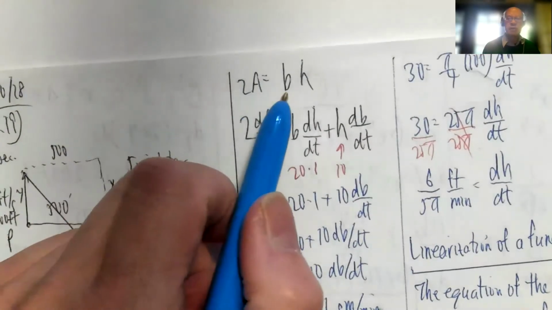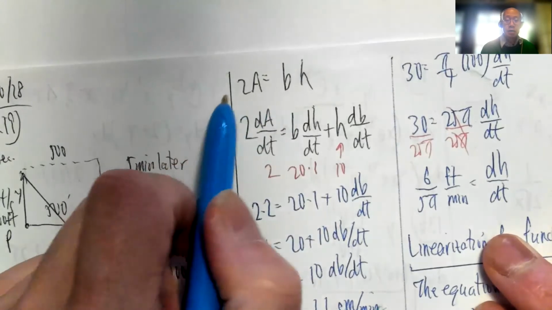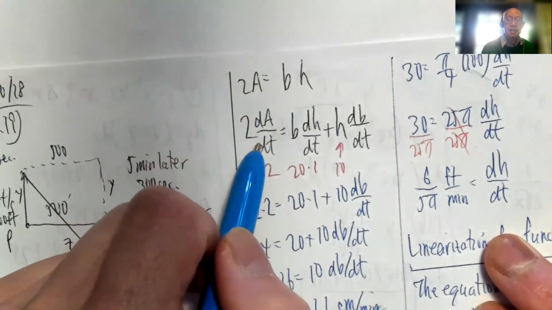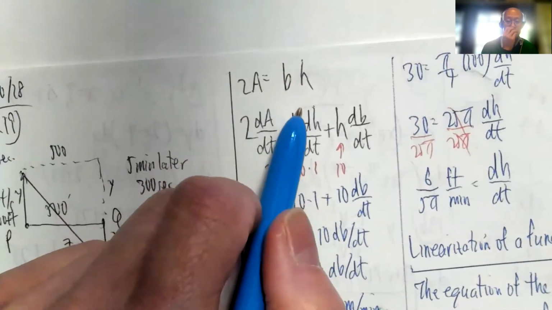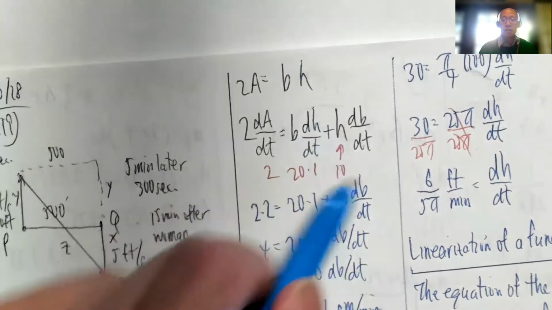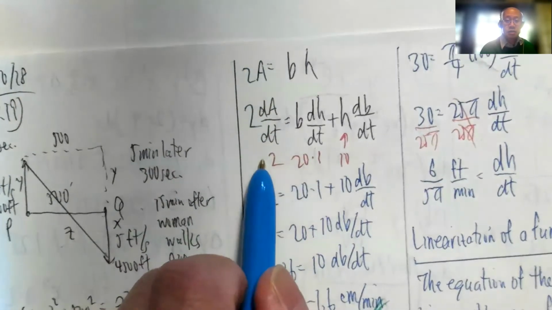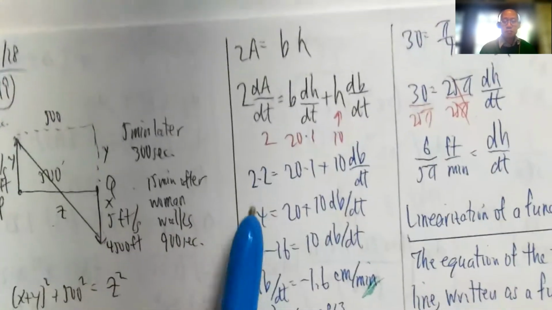All right, so again, multiply by 2 to make it a little bit easier. 2A equals BH. Now I differentiate with respect to t. So the derivative of this is 2 dA/dt. This is a product rule. First times the derivative of second, B times dH/dt, plus second, H times the derivative of first, dB/dt. Okay, this is 2, this is 20, this is 1, this is 10.